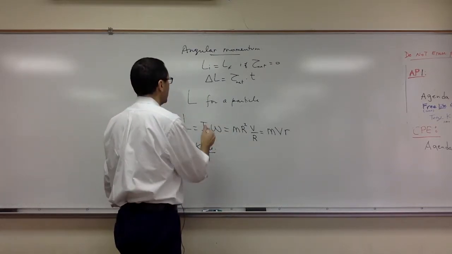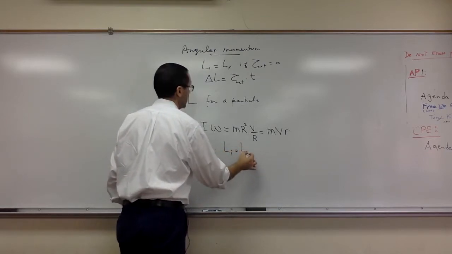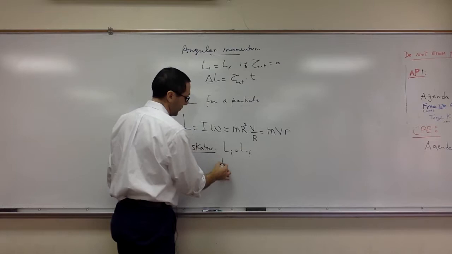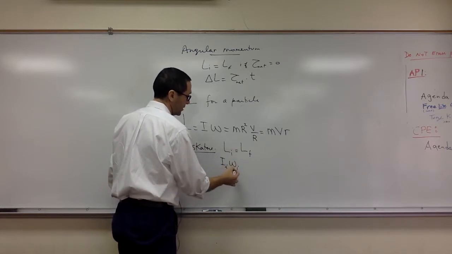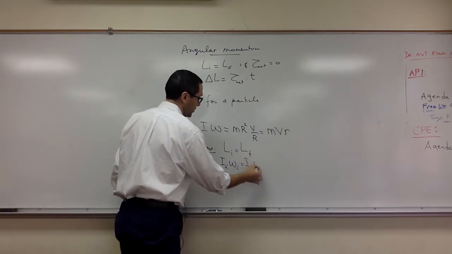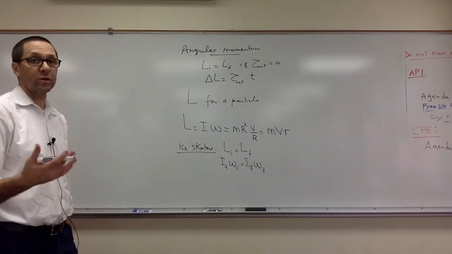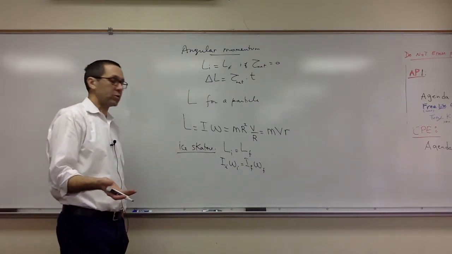Well, the explanation is very simple. L initial equals L final, which means I initial times omega initial equals I final times omega final. In other words, that product has to stay constant as long as there is no external torque, and there is no external torque.